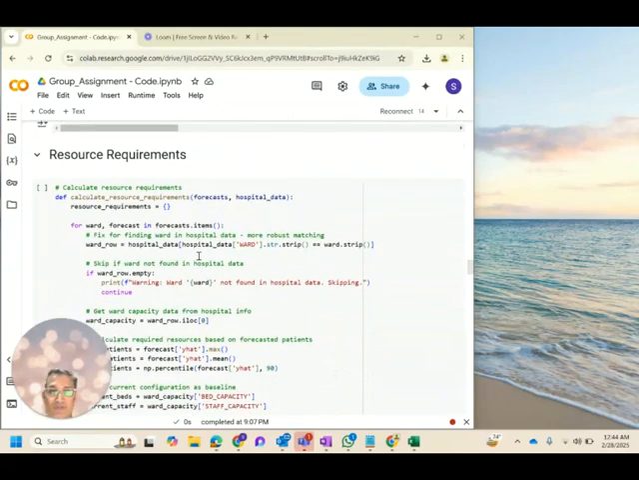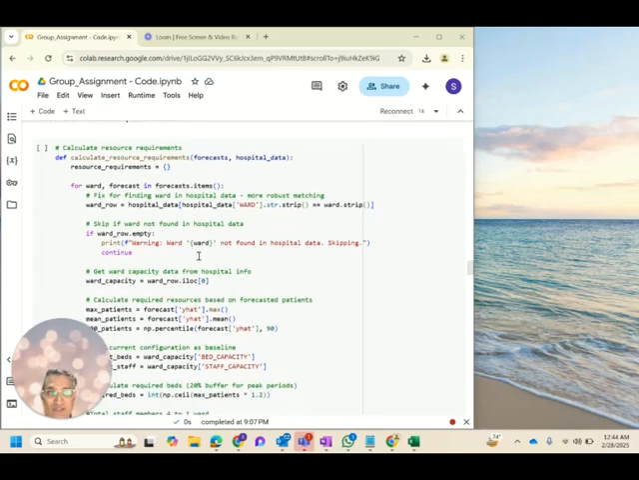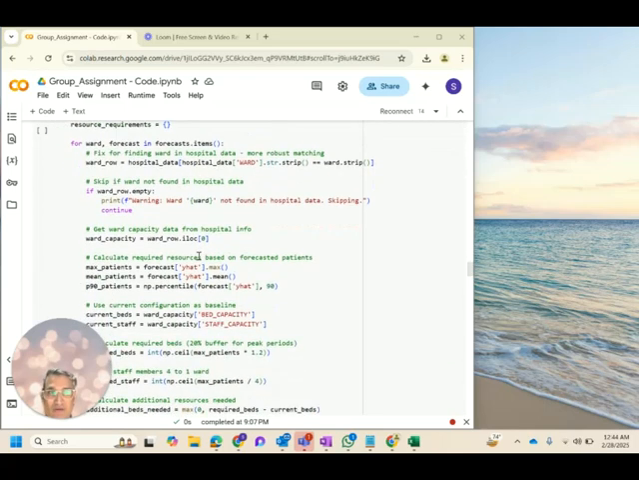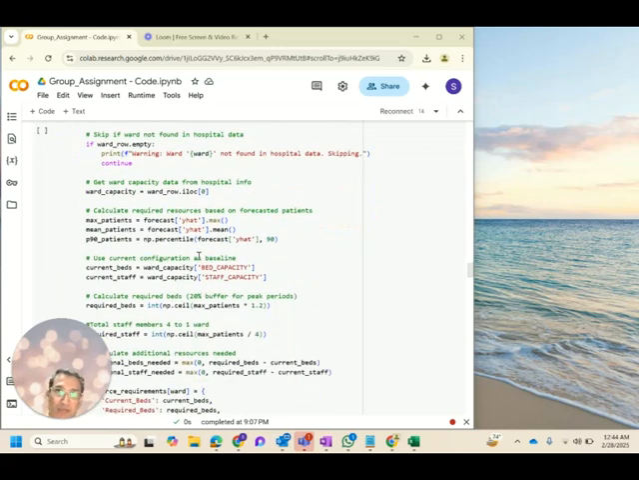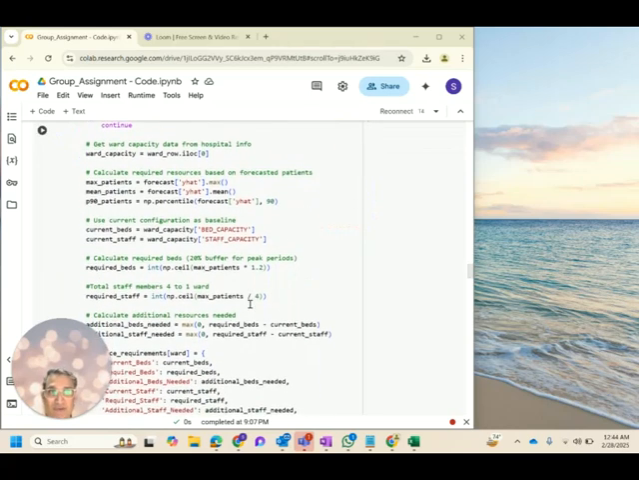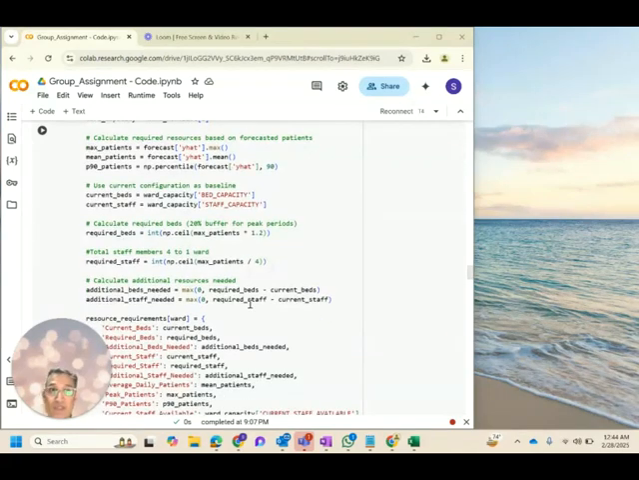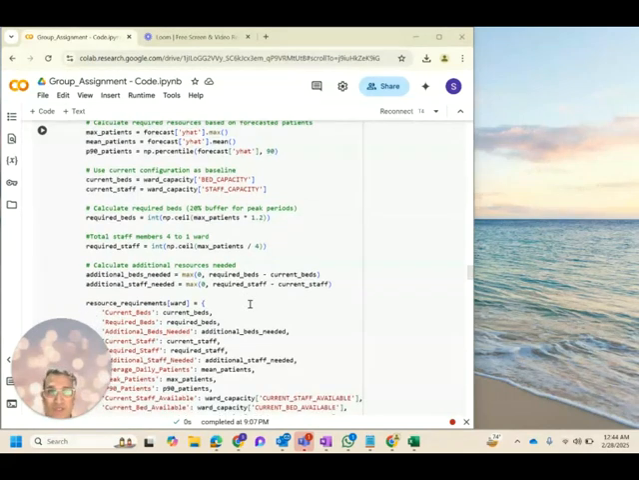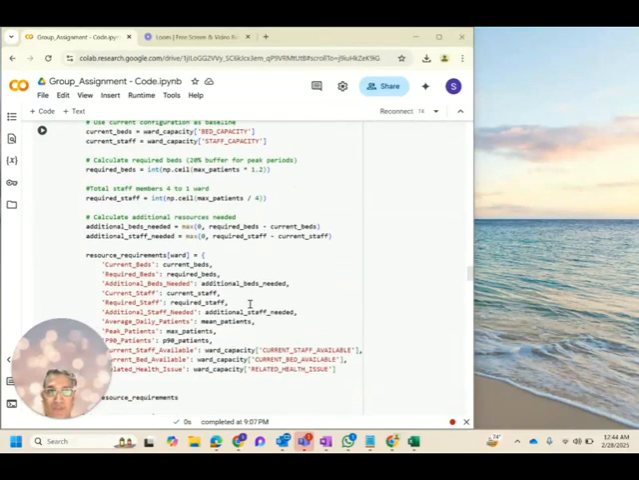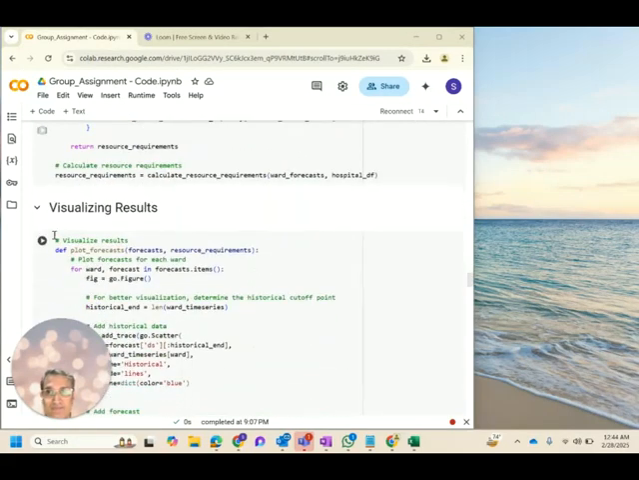Resource requirement. To assess resource needs, forecast data is matched with hospital ward information, comparing predicted patient counts with current bed and staff capacity. Additional requirements, including a buffer in peak periods, are calculated and stored for each ward to support efficient resource planning.